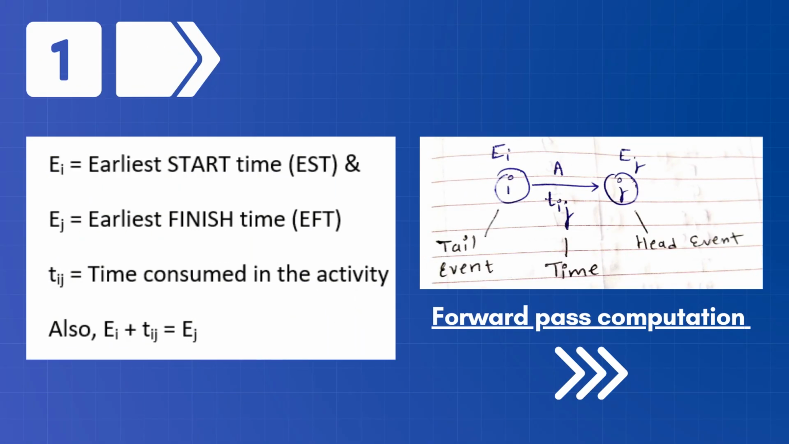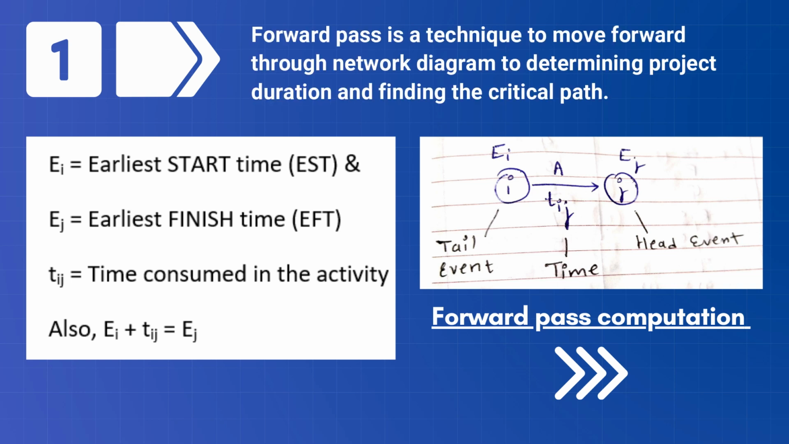First, we are going to discuss forward pass computation. Forward pass is a technique to move forward through the network diagram to determine project duration and to find the critical path. This is the first step in the calculation. As you can see in this particular figure, here I is the tail event or start event and J is the head event or the finish of the event. That means the head is where the activity finishes.